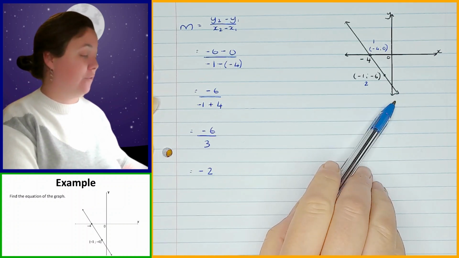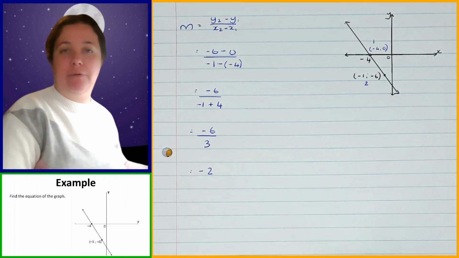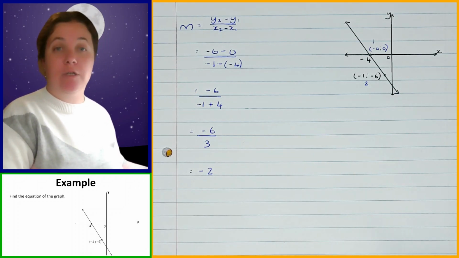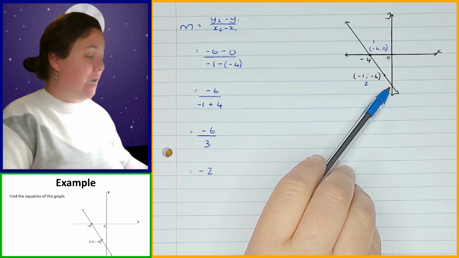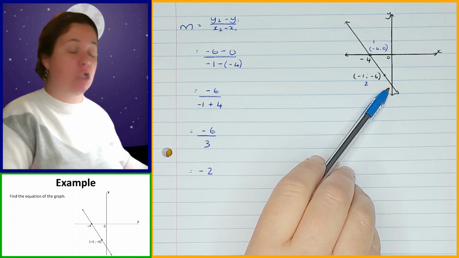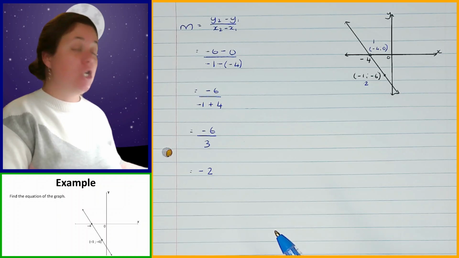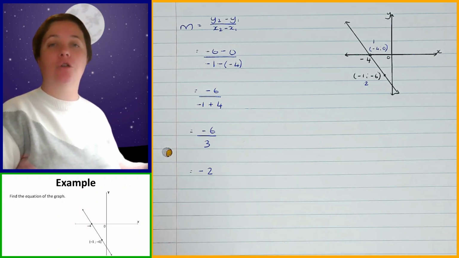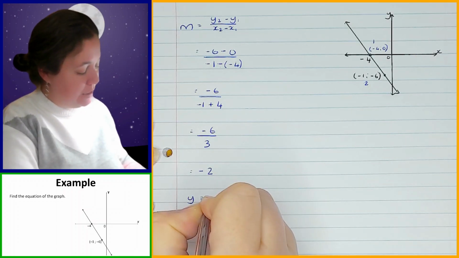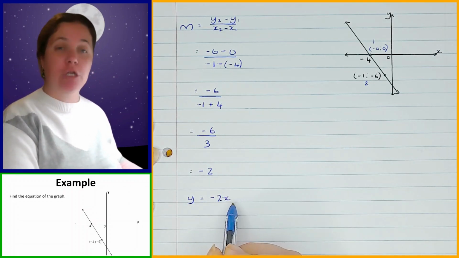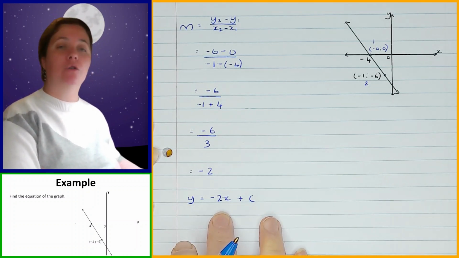So I know that so far. But now, normally I would now write c equals whatever the y-intercept is, at least in the ones we've done so far. But in this case, I haven't been told what the y-intercept is. So I can't just write it down. So what I now need to do is I need to work out what the y-intercept is. So what I am going to do is I'm going to write down what I know so far for the equation. So I'm going to write the equation as y equals -2x, and then I'm just going to write plus c because I don't know what c is yet. Okay, so that's what I know so far.